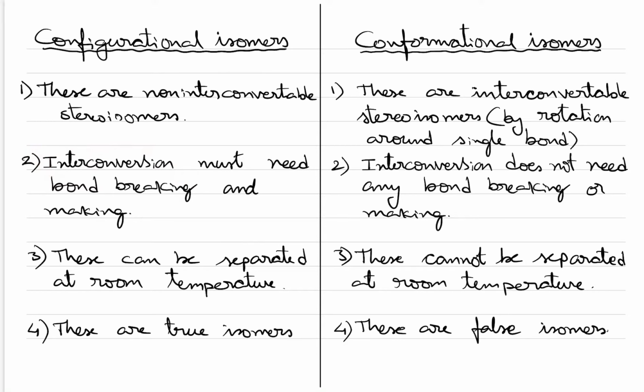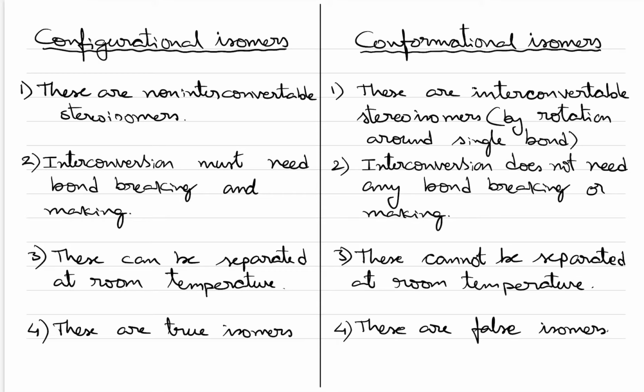configurational isomers. Whereas in the case of conformational isomers, there is no need of any bond breaking and making. It is very easy. You just need to rotate the molecule around the single bonds.